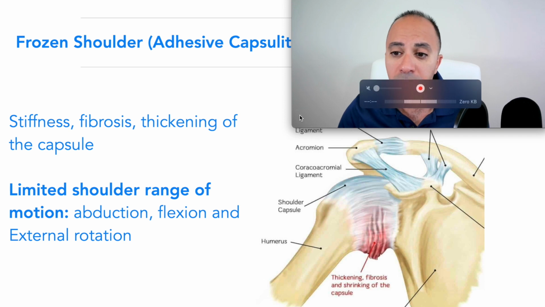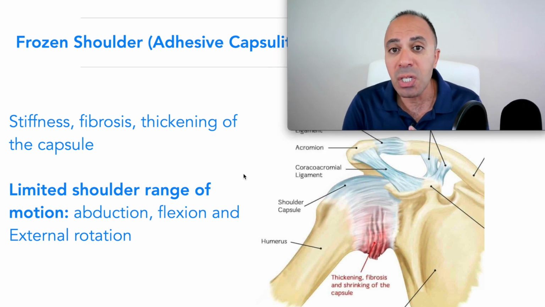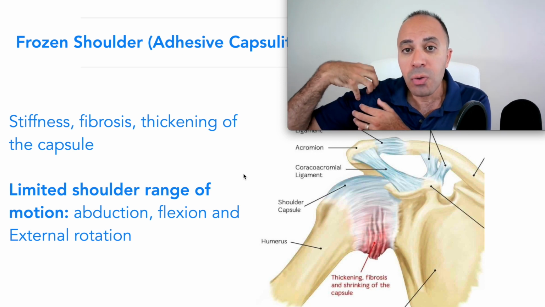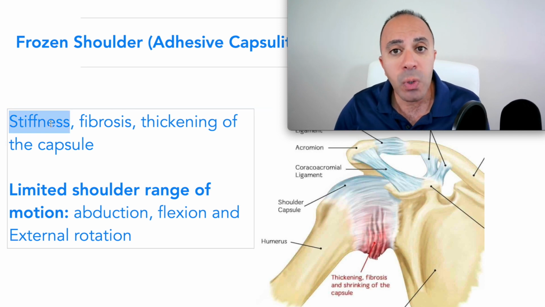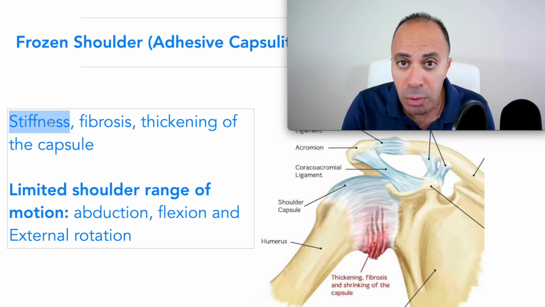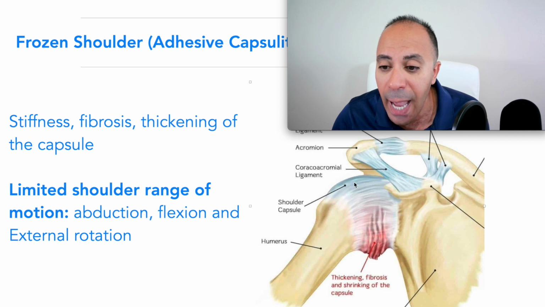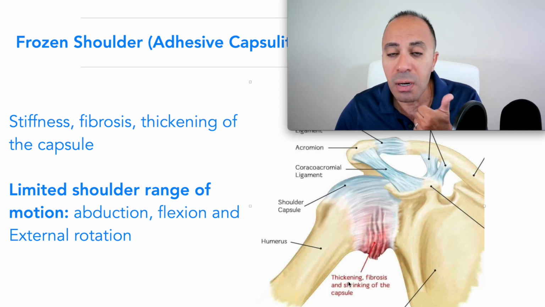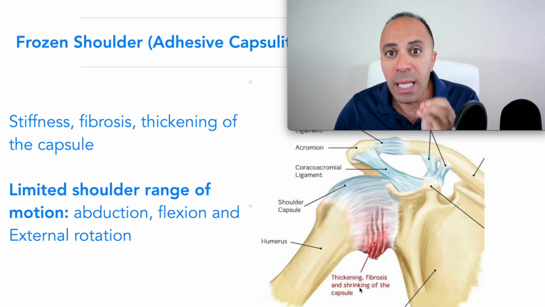So frozen shoulder, the technical term for it is adhesive capsulitis. It's basically adhesion in the capsule of your shoulder. By definition, it's stiffness and fibrosis, which is the technical term for scar tissue, and thickening of the capsule, as you can see here. This is the capsule in your shoulder. In frozen shoulder, you start to have thickening, fibrosis, scar tissue, and shrinking in the capsule.